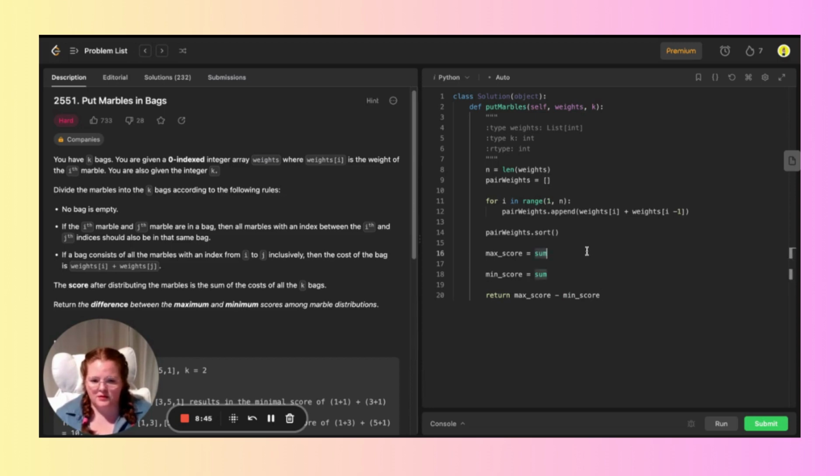Sum of, I'm going to say pair weights, n minus K. And then for here, I think we should do pair weights K minus 1.